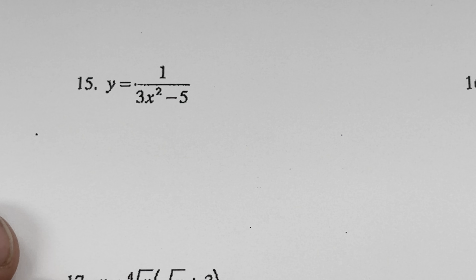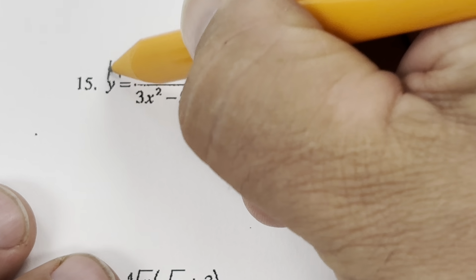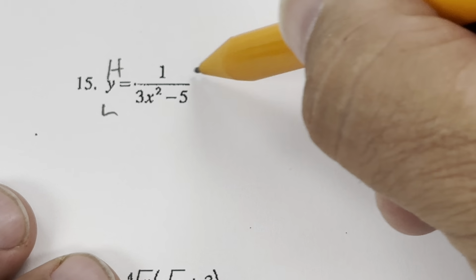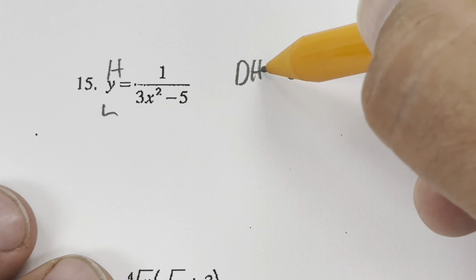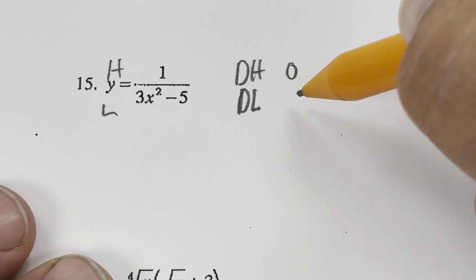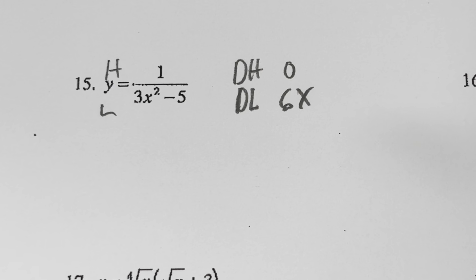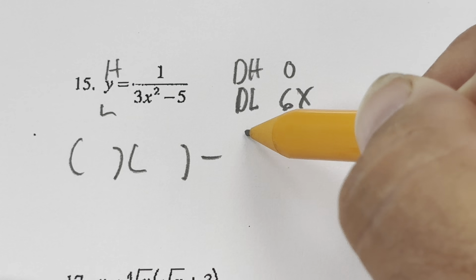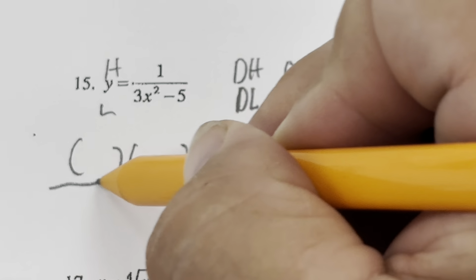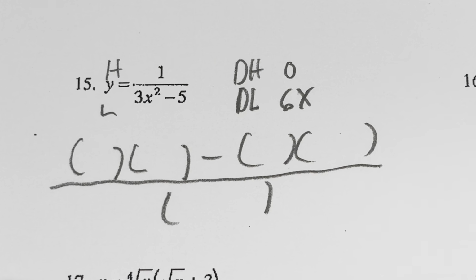I'm going to do low D high minus high D low. I have a high value. I have a low value. The derivative of the high is 0. The derivative of the low is 6x. So low, D high minus high, D low, draw the line, and square the low.